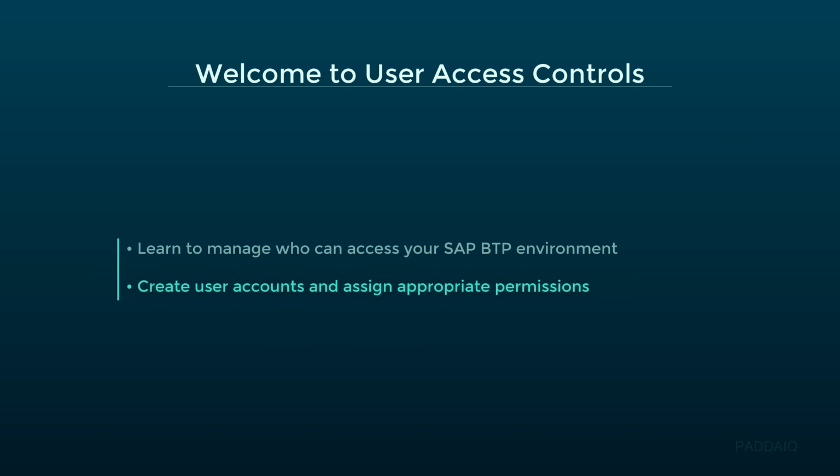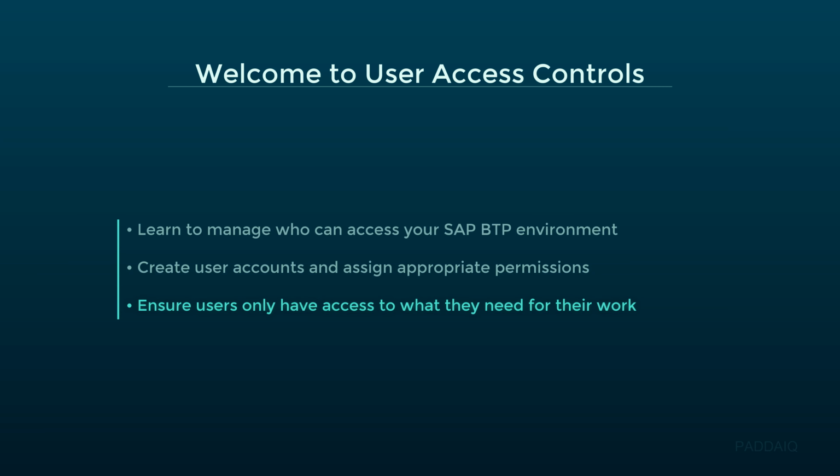Create user accounts and assign appropriate permissions. This means setting up individual logins for your team and giving each person access only to the tools and data they need for their job. For example, an accountant gets access to financial apps but not to HR hiring systems. This ensures everyone can work effectively while protecting sensitive company information.